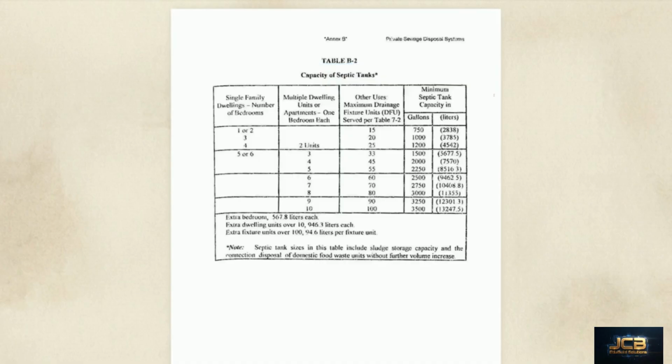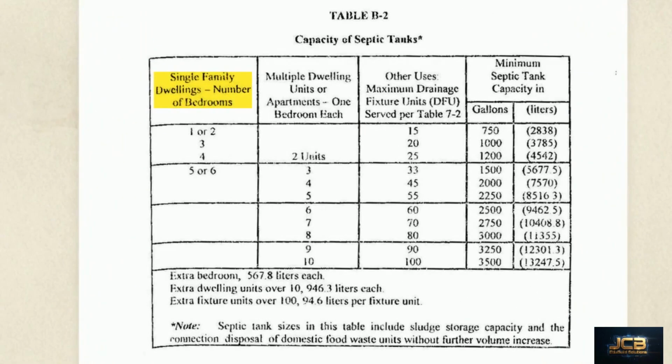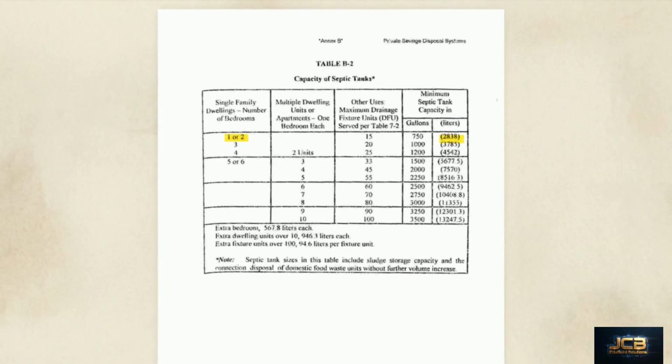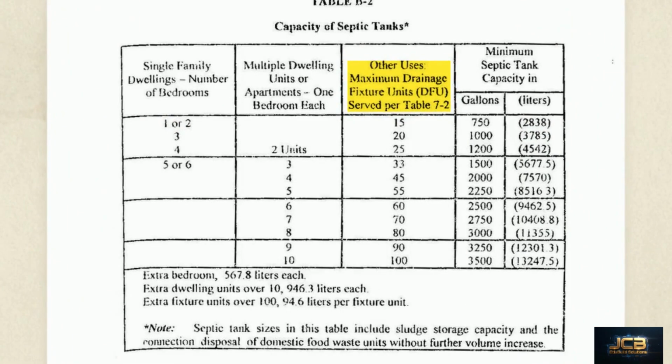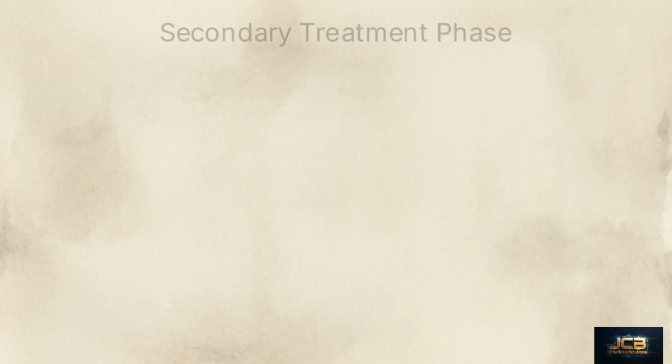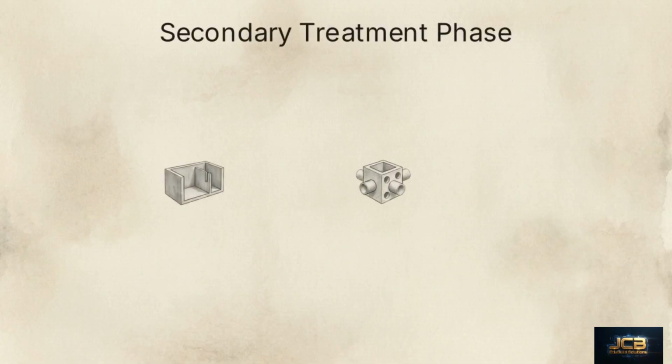This is Table B2, detailing the capacity of septic tanks. Before designing the physical structure, you have to determine the required volume based on the building's specific occupancy. For single-family dwellings, sizing is dictated by the number of bedrooms. A home with 1 or 2 bedrooms requires a minimum septic tank capacity of 2,838 liters. For other building occupancies, sizing detaches from bedroom counts and relies on the maximum drainage fixture units, or DFUs, served by the system. You calculate the total DFUs using Table 7-2, then cross-reference it here to find the baseline liter capacity.